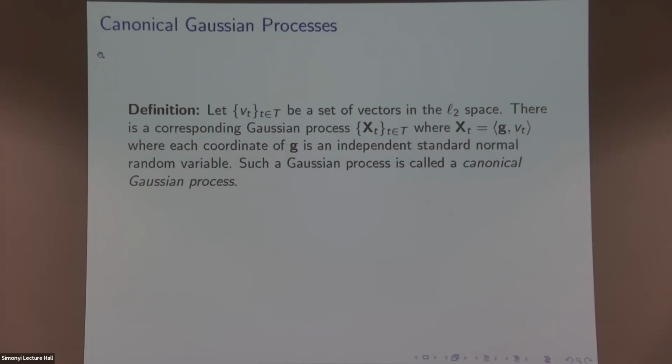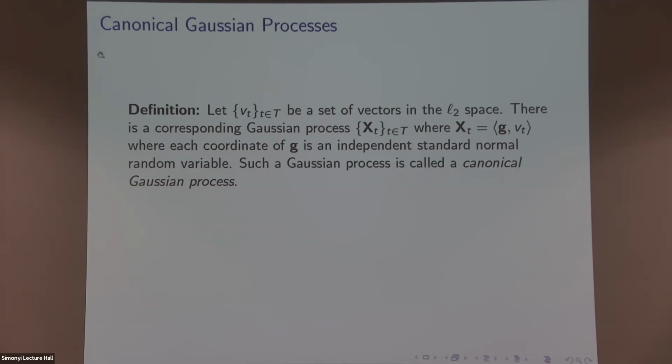In this talk, we will think about a specific kind of Gaussian process, called a canonical Gaussian process. Think of a set of vectors in L2 space, indexed by the set T. It could be a finite set or an infinite set. We define a Gaussian process X_t given by the inner product of G with V_t, where G is the standard Gaussian in that space, so each coordinate of G is an independent standard normal.